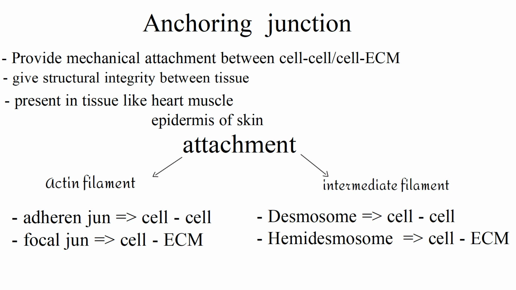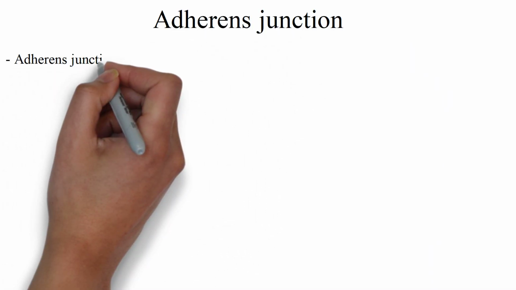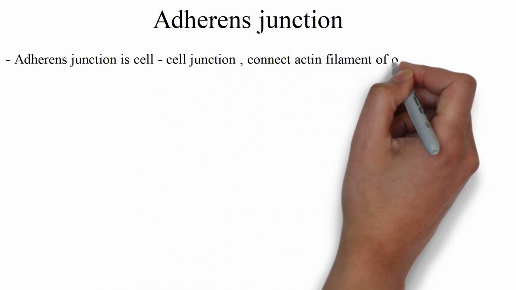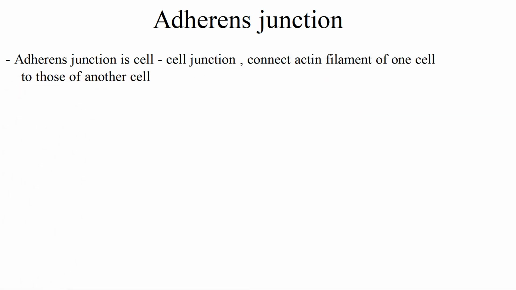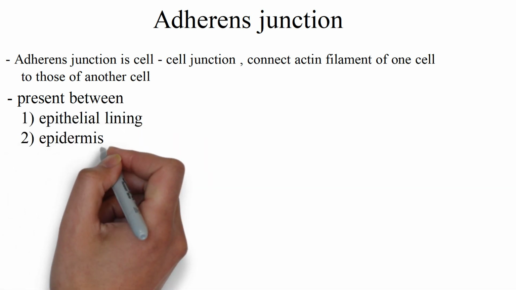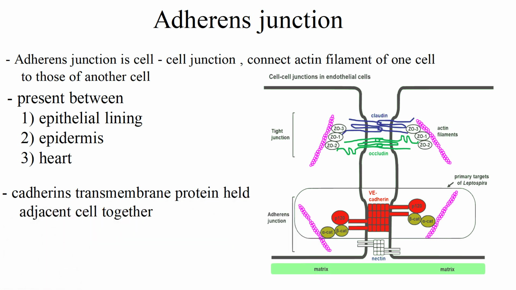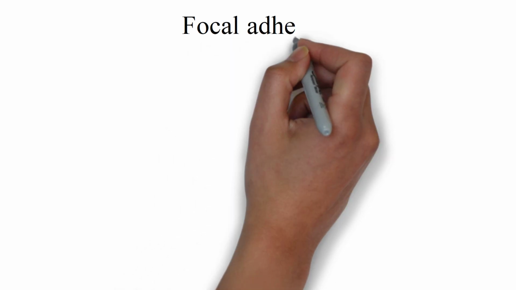Now we will see each junction one by one. Our first junction is adherent junction. It is a cell to cell junction and it is connected with the help of actin filament. It is present between epithelial lining, epidermis and heart. As you can see in the image, the red color protein, which is cadherin, a transmembrane protein, is used to hold the adjacent cells together.